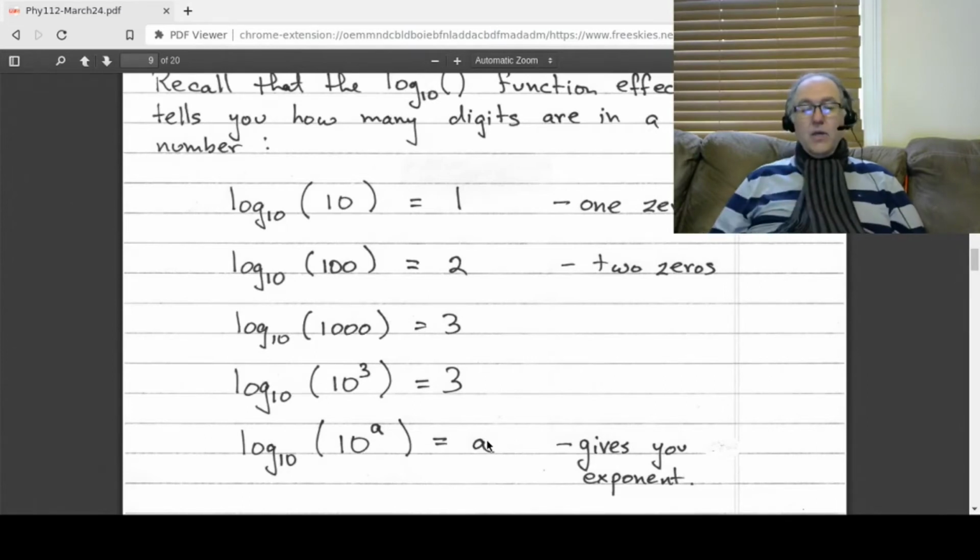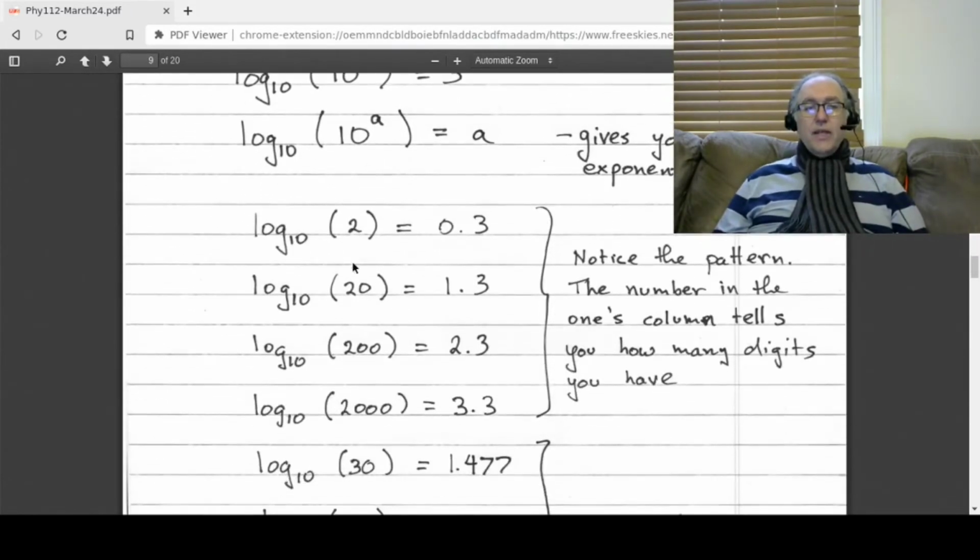You can actually generalize this. It's not just 1 followed by 1 zero, 2 zeros, 3 zeros. It's more like the log can see how many digits are in your number. If we did log 2, log 2 is basically equal to 0.3. You can do that on your calculator. That 0 tells you that you have 1 digit in there. The number in the ones column, if you add 1 to that, tells you how many digits you have. Here that 2 is just 1 digit, and so the number in the ones column of the answer is 0.